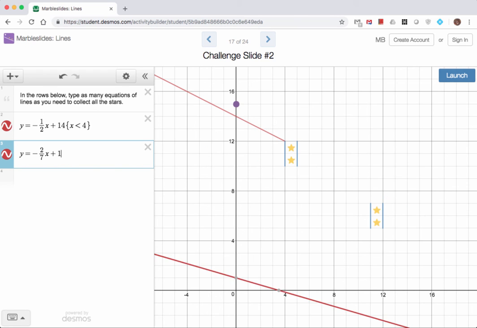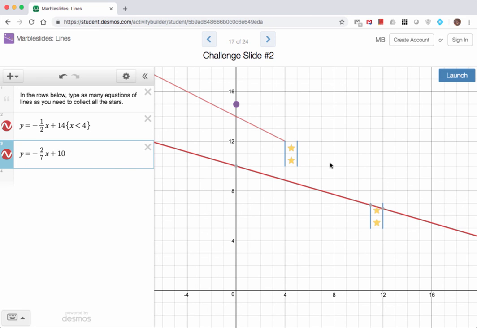Yeah, that's too much. Let's go 10. Ooh, I'm liking that. That looks good, okay? So again, you could have gone in and grabbed one of the points and done it like I did in the previous ones, but it's okay to speed it up a little bit and use a little guess and test. That works too. Okay, so it looks like I need to stop at 11 here. So let's make x less than 11.